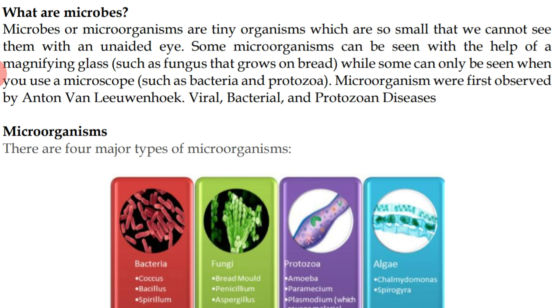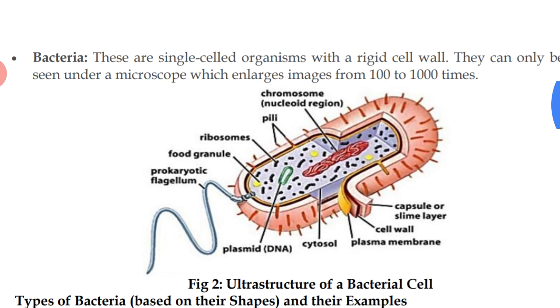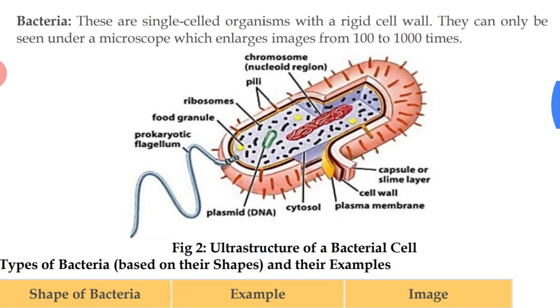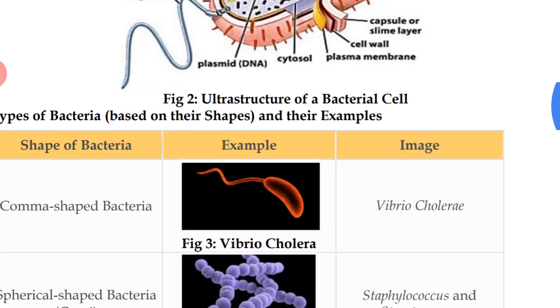Microorganisms were first observed by Anton van Leeuwenhoek. Viral, bacterial and protozoan diseases are listed below. Microorganisms. There are 4 types of microorganisms: bacteria, fungi, protozoa, algae. Bacteria. They are single-celled organisms with a rigid cell wall. Rigid means strong. They can only be seen under a microscope which enlarges images from 100 to 1000 times.